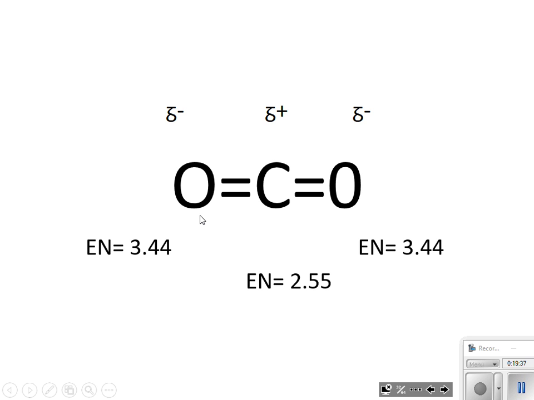Now, here's the rub with this. These bonds are polar. This molecule is not, though. Okay? You say, how can that be? Those bonds are polar, but the molecule is not.